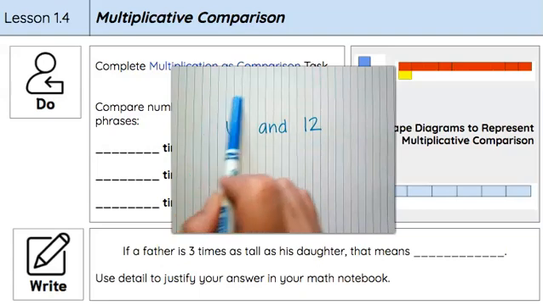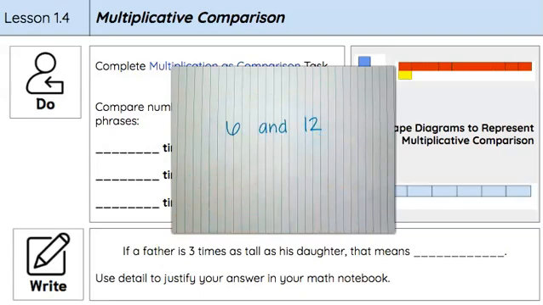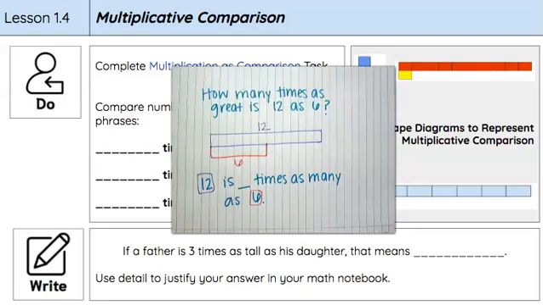In the past, when you have two numbers, you often compare them using addition and subtraction. For example, 6 is 6 less than 12. Today, we're going to work on comparing them with multiplication, which is our multiplicative comparison. So let's compare them using multiplication.